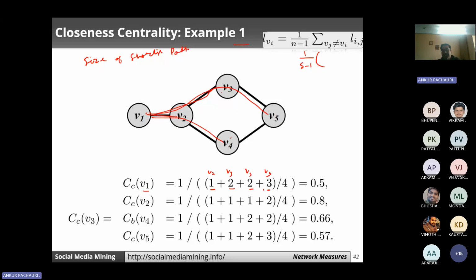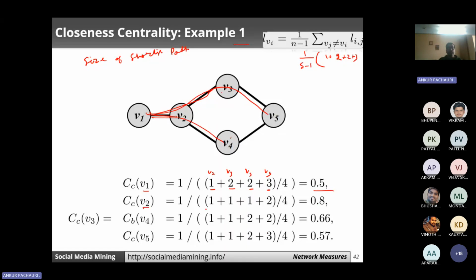If I had been considering the number of shortest paths, then for v1 to v5 there are 2 shortest paths. But I'm not bothered about the number of shortest paths, I'm bothered about the size of the shortest path. So that is 1 by n minus 1, 1 by 4, times 1 plus 2 plus 2 plus 3. So it comes out to be 0.5.